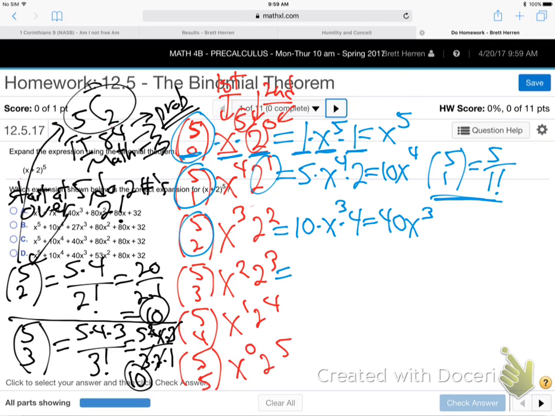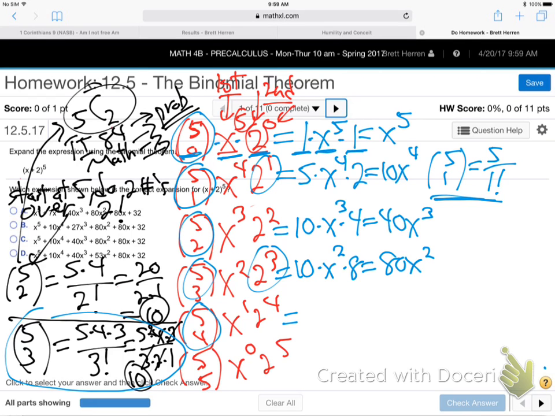Next one. 5 choose 3. Well, we already did that one right over here. And it's 10 also. x squared. 2 to the 3rd? 2 times 2 times 2 is 8. So 80x squared. There's the fourth term in the answer to all the foiling.